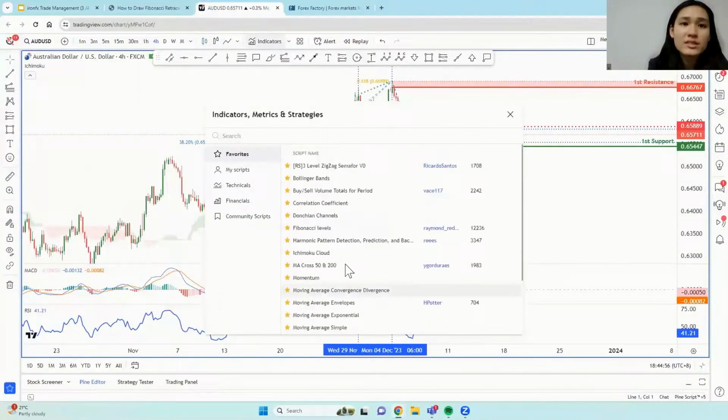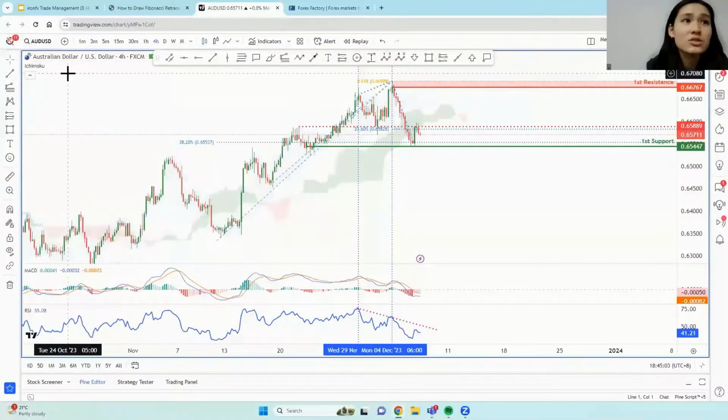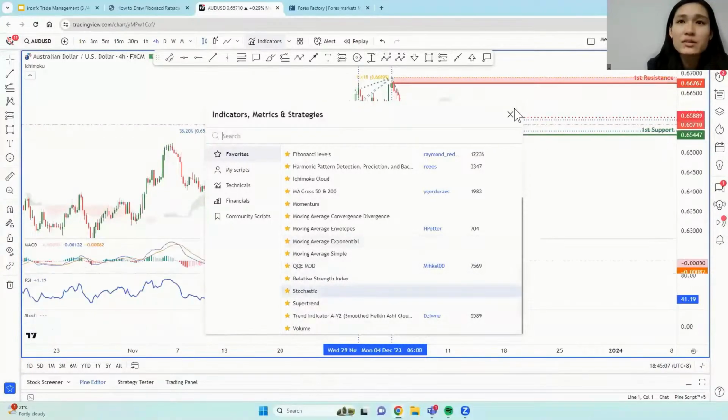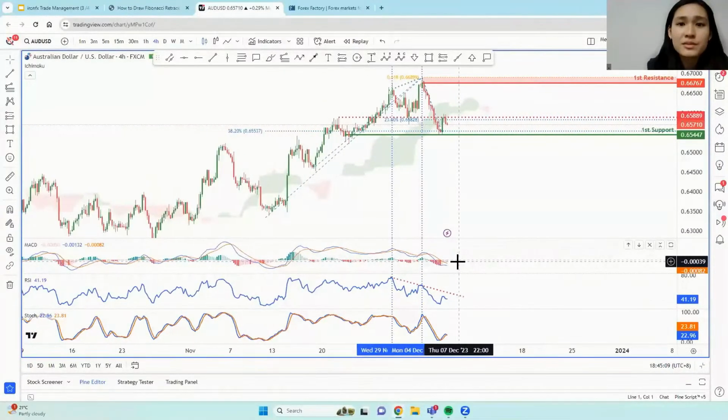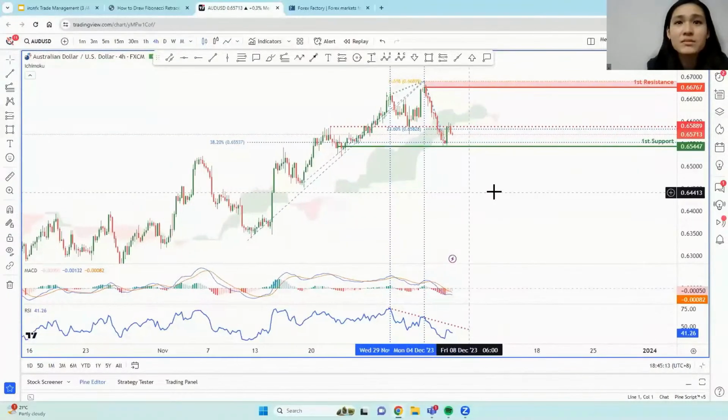Also supports our analysis, and maybe let's look at Bollinger. Okay, Bollinger isn't really telling us much. Let's look at stochastic. Okay, stochastic isn't telling us much either.